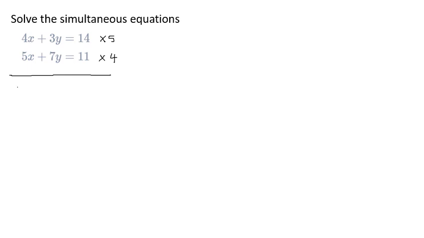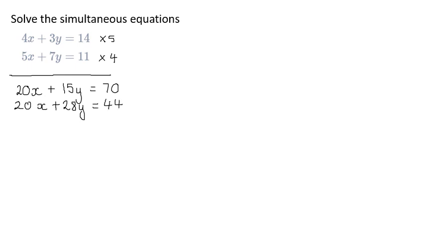So every single thing in this top equation needs to be multiplied by 5. So 4x times 5 is 20x, plus 3y times 5 is 15y, equals 14 times 5 is 70. And then this bottom equation, everything needs to be times by 4. So I get 20x again, plus 28y equals 44.